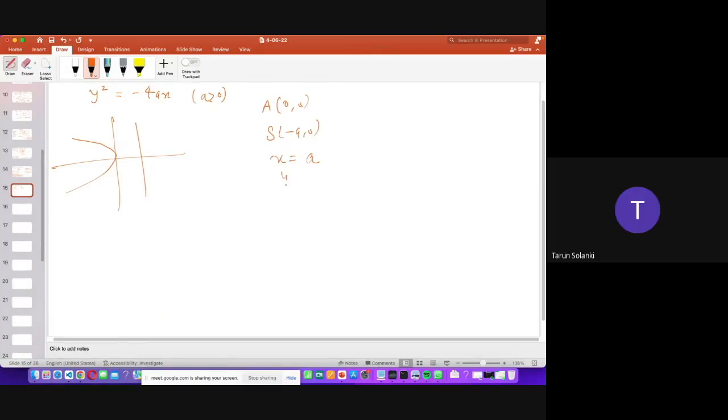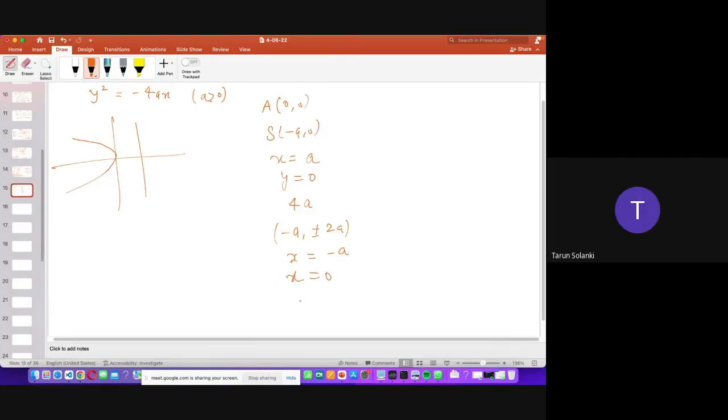Equation of axis is y equals 0. The length of latus rectum will be 4a. Extremities of latus rectum will become (minus a, plus minus 2a). Equation of latus rectum is x equals minus a. There it was x equals a. Equation of tangent at vertex, again x equals 0.